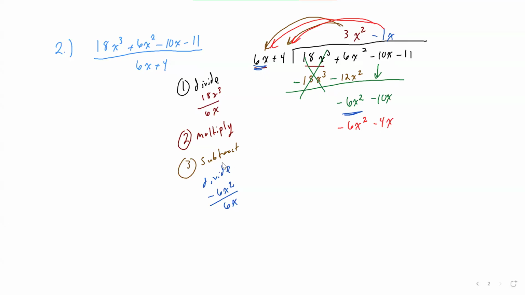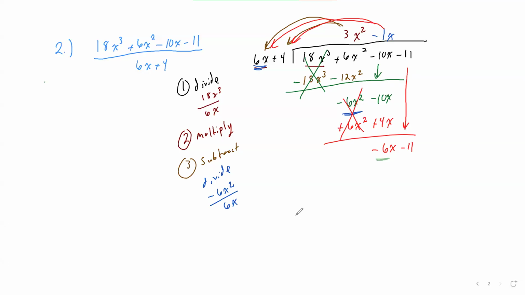And then when I subtract, I'm actually going to change their signs. So negative 6x squared plus 6x squared cancels out. And negative 10x plus 4x gives me negative 6x. Drop down your negative 11 and then repeat.